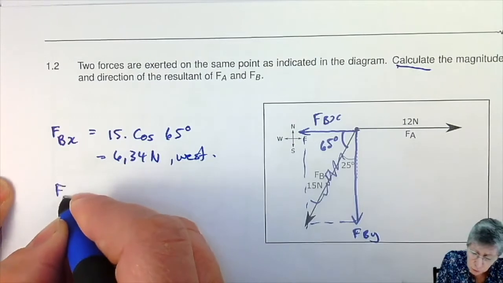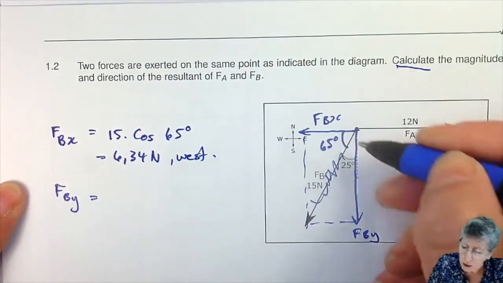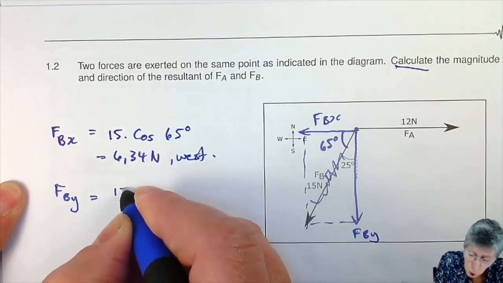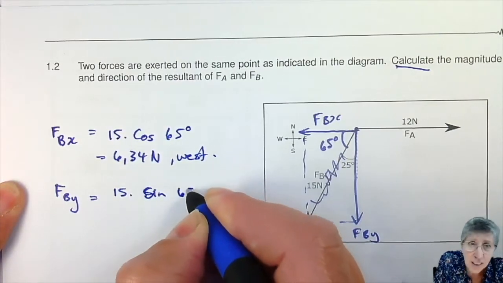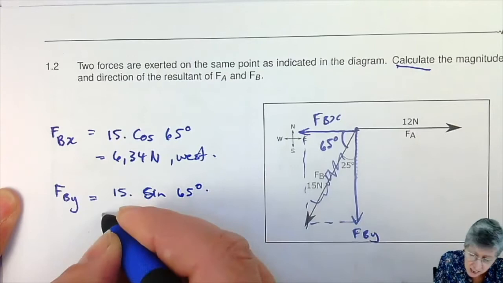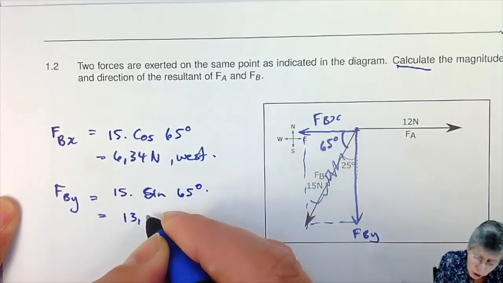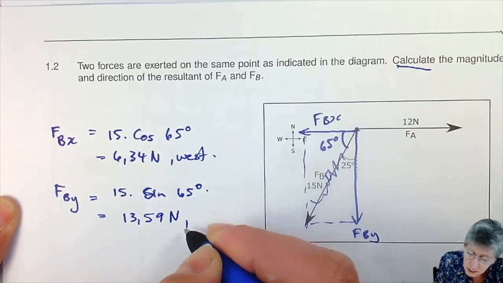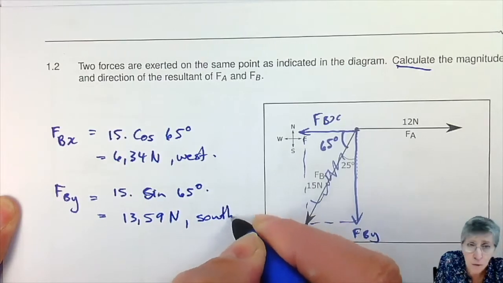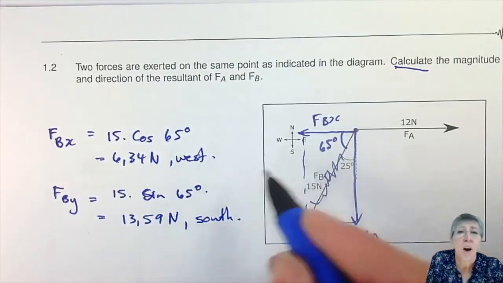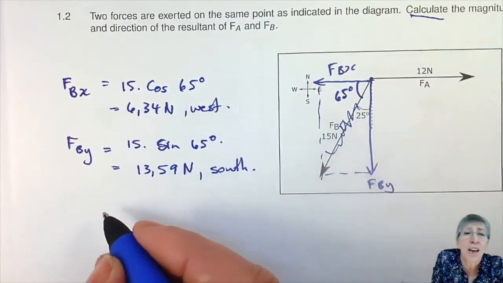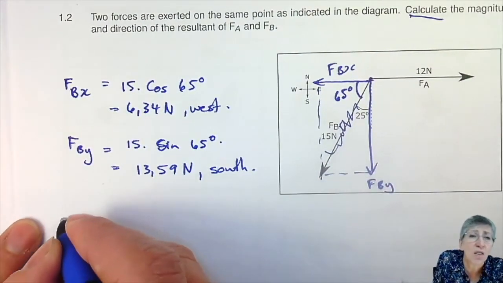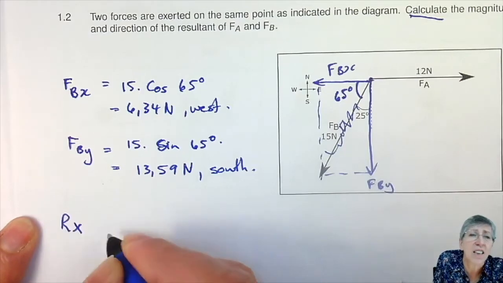Right, doing the same for the y component. Now for the y component, that will be the whole force times sine of 65 degrees. And if you do that, you end up with 13,59 newtons, and that will now be south. Right, so now I have all the components. Now I'm going to look at the resultant. Right, let's look at the resultant in the x direction.